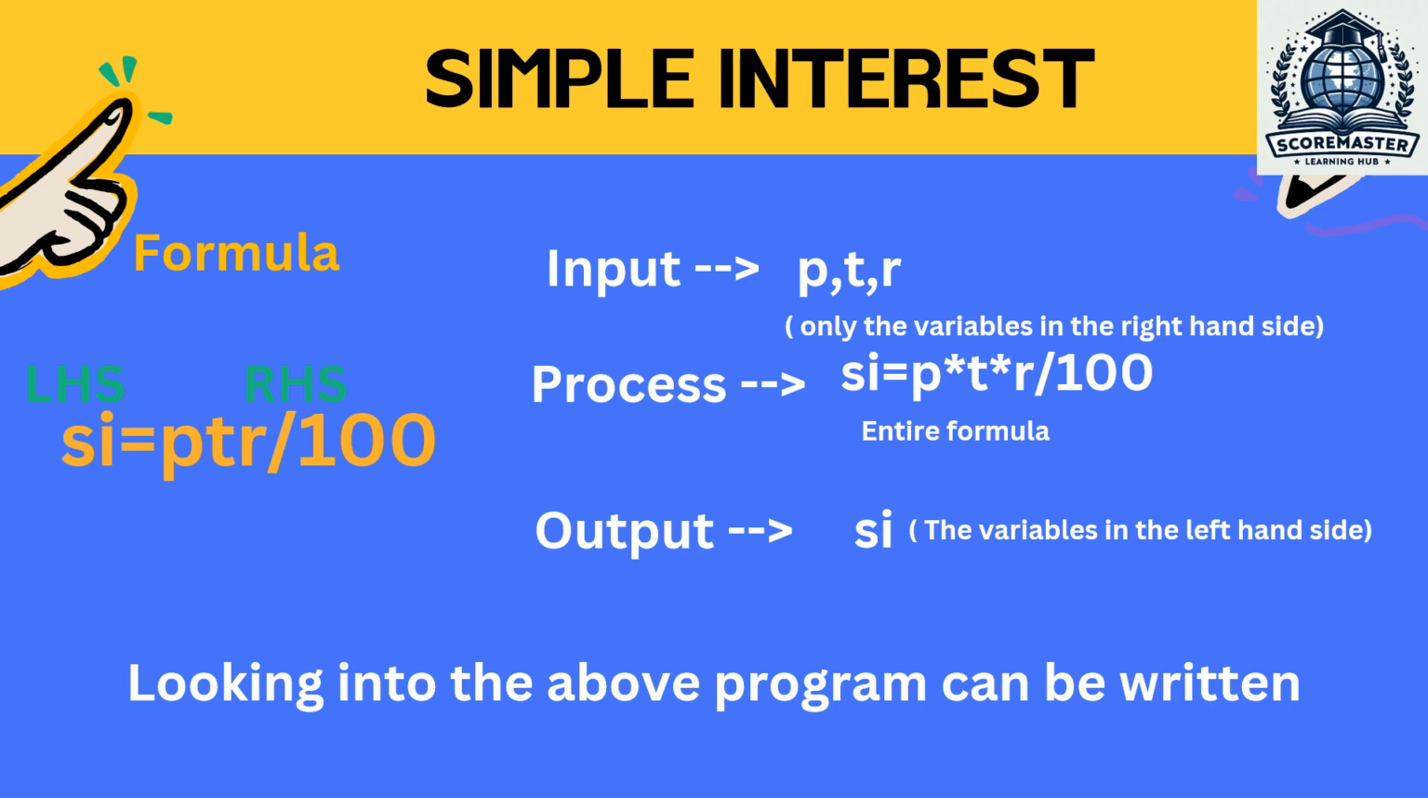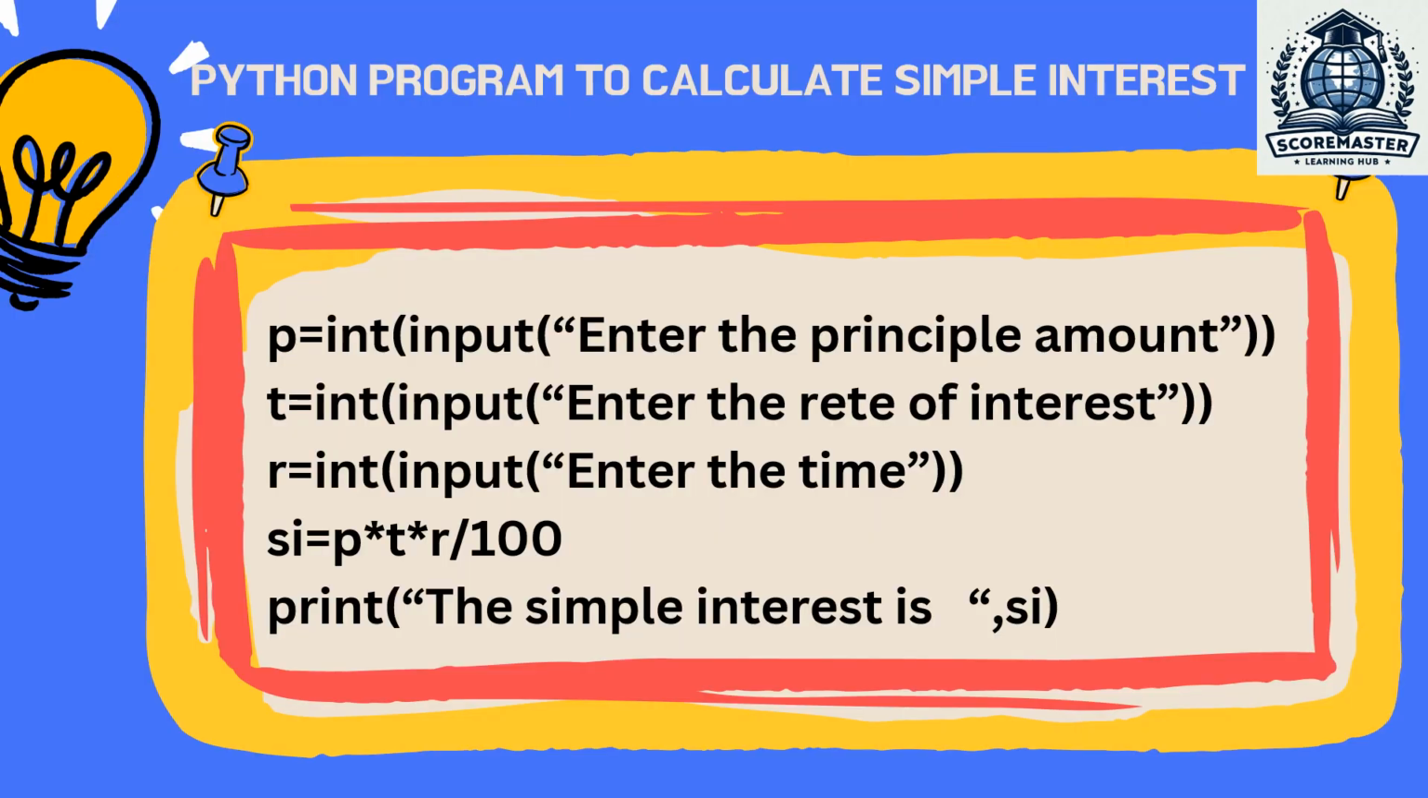Our next program is to calculate the simple interest. So the first step is you have to write the formula SI = PTR / 100. Divide the formula into LHS and RHS. Whatever variable, alphabet or word comes in RHS except number and operator will be the input. The LHS variable is the output. The entire formula will be the process. Here input will be P, T, R, process will be SI = PTR / 100. Output will be SI. Take the input of P, T, R, calculate SI, print SI.